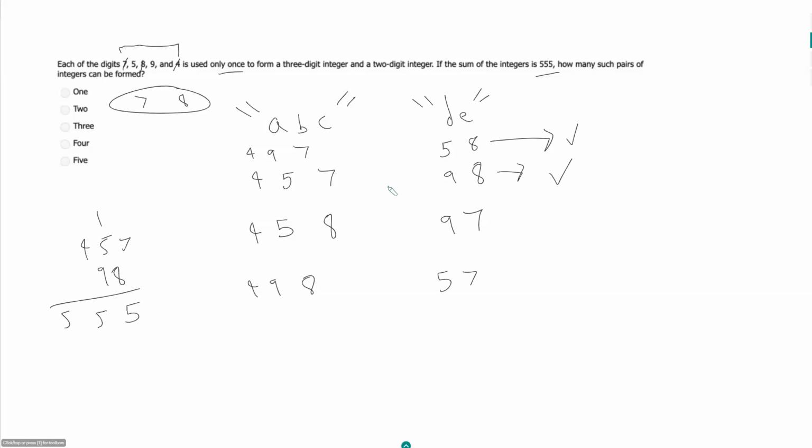So it looks like, are all these guys going to work? So 458 plus 97. So that should also work because we increase this guy by 1, decrease this guy by 1. 498. So this guy will also work. It looks like we got four possibilities. D.